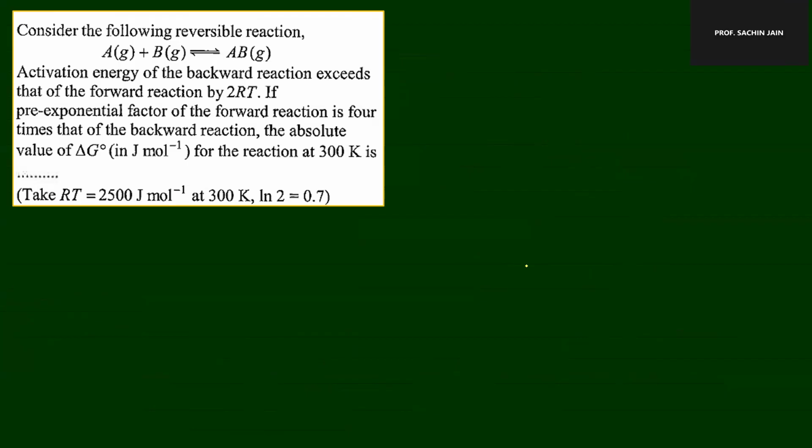Next, consider the following reversible reaction. So if you observe, there are a lot of questions which I have picked up, which connect your equilibrium constant and the kinetics. And now this is a question where equilibrium, kinetics, and delta G naught, thermo, all three will get connected. समझ में आ रहा है?